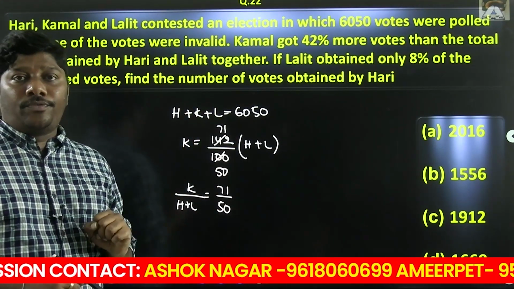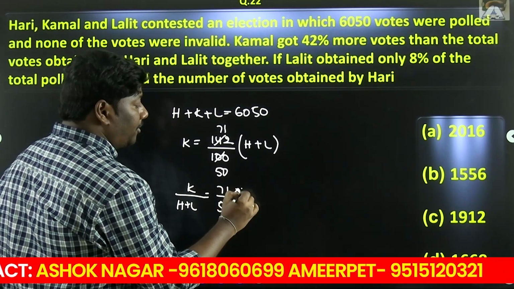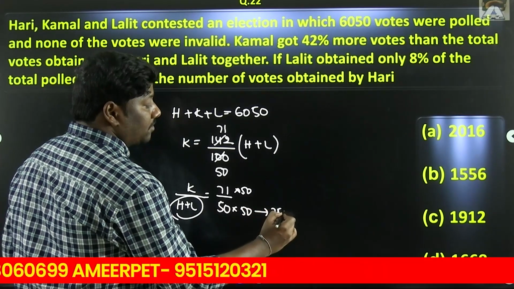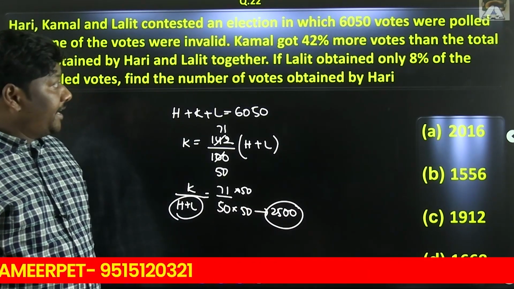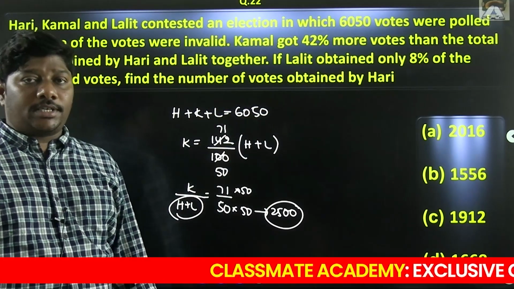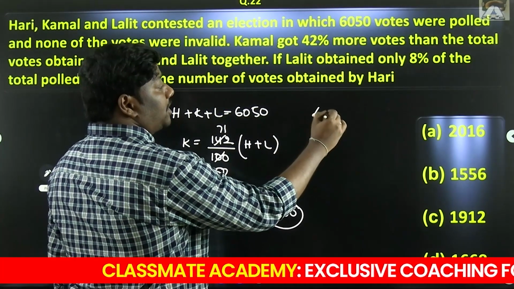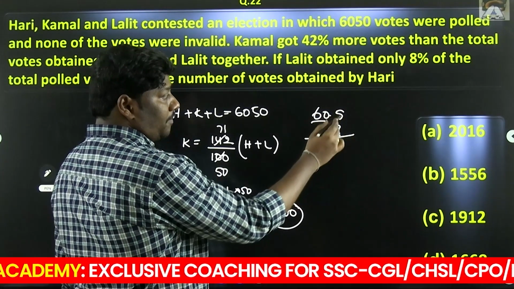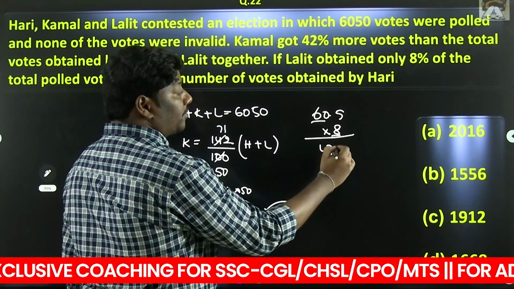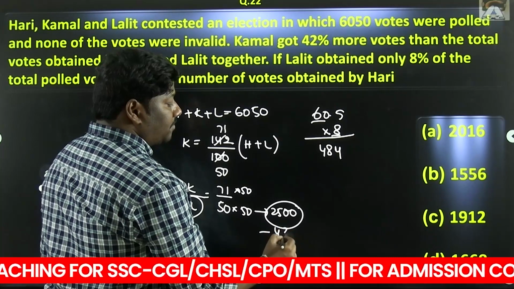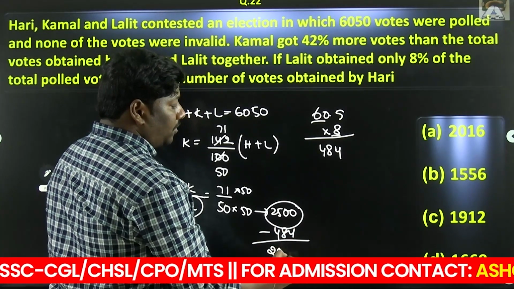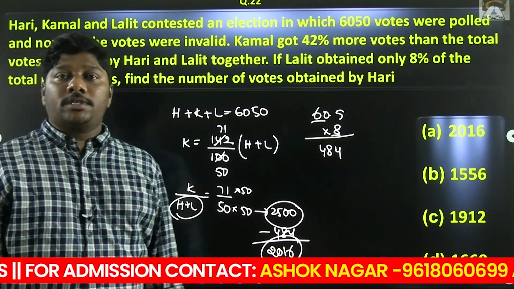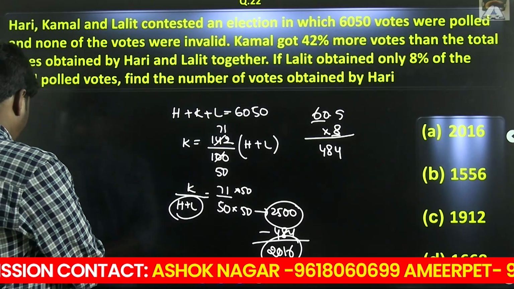71 out of 50. Total parts 121 now. 121 times 5 is 605. Therefore, you multiply by 50. Hari plus Lalit is 2500. Right? And he is clearly giving you that Lalit obtained 8%. 8% means what is 1%? 60.5. What is 8%? 60 into 8 is 480, plus 4, 484 you take out. Remaining is what? 2016 is what Hari got, because Lalit got 484. That's how you need to do this.